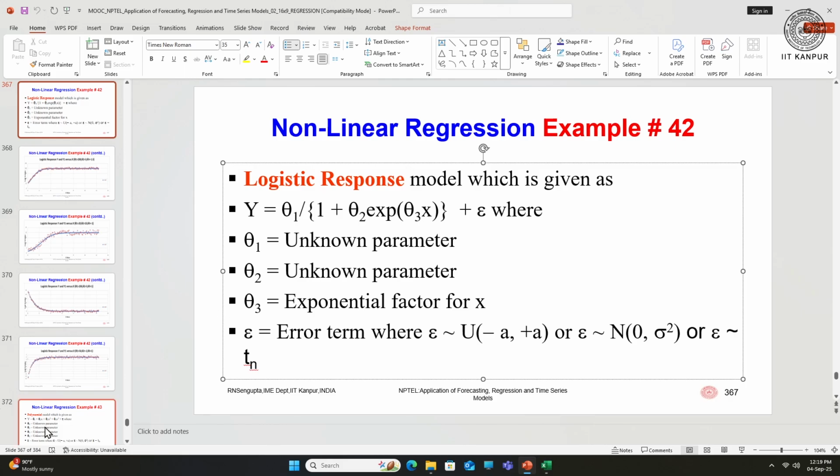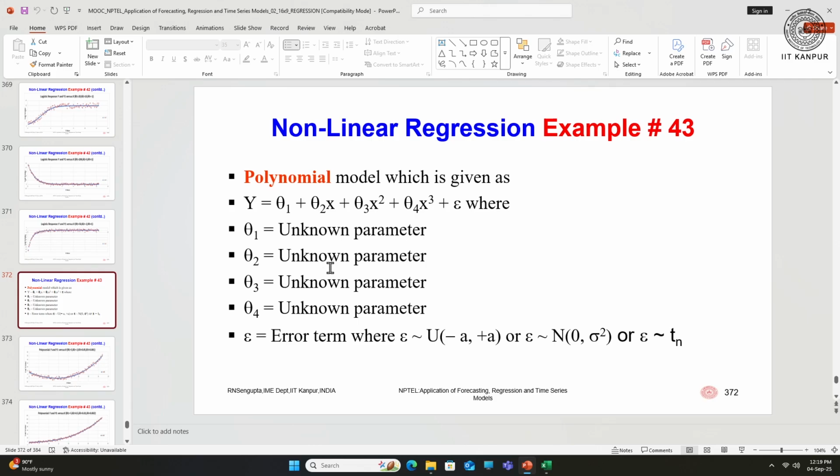Now, when we come to the polynomial model, we are taking theta 1 plus theta 2 x plus theta 3 x square plus theta 4 x cube with an error term. Theta 1, theta 2, theta 3, theta 4 are the unknown parameters. Error terms as we know can be uniform discrete between minus a to plus a, normal distribution with 0 mean and sigma square as the variance, and t distribution with n degrees of freedom. So, let us go one by one in the graph.